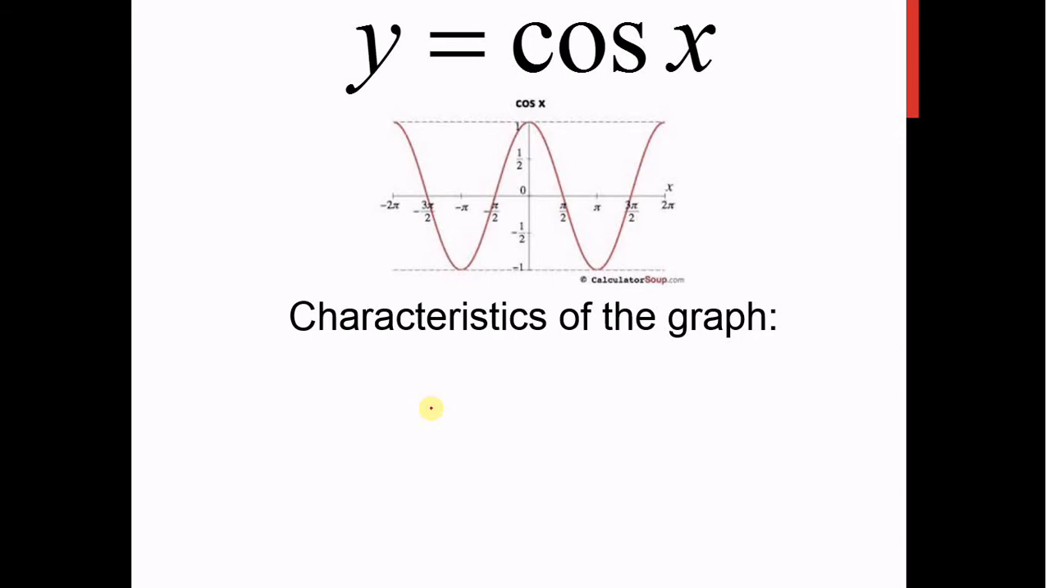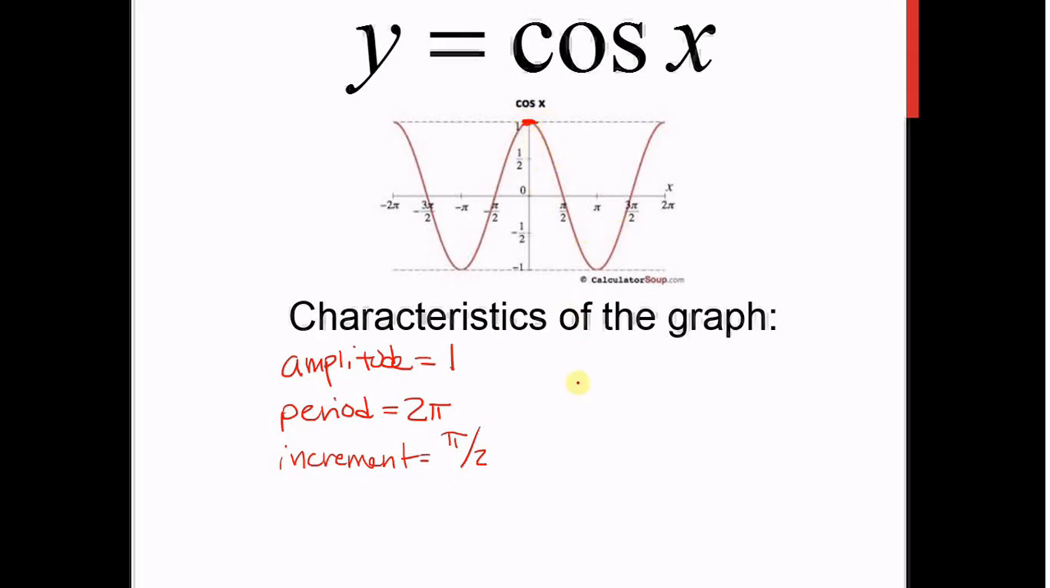Cosine still has an amplitude of 1 because we haven't changed it yet. Its period is also 2 pi, or 360 degrees, which makes my increment pi over 2. Now, notice how cosine's a little different. It starts up at the top, so it doesn't cross through the origin at all. It will always start at the top.